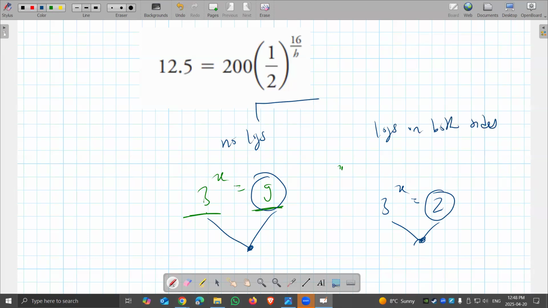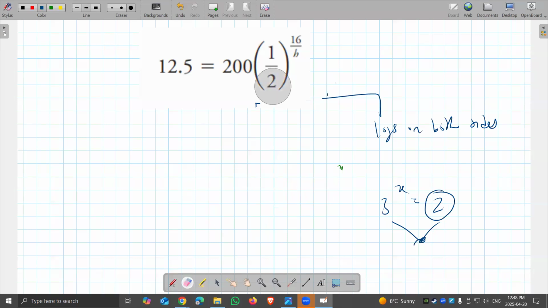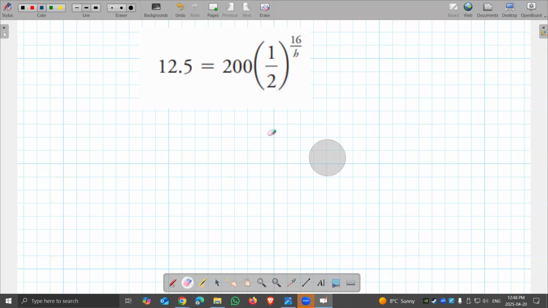And that is how you solve an exponential equation. There's only two ways, really. It depends on the base. If you can write it as the base, no logs. If you can't write it as the base, logs. So step number one, you want to get rid of everything except the term with an exponent on one side of the equation. So step number one, divide both sides by 200.